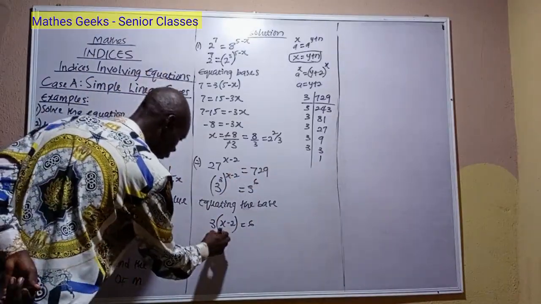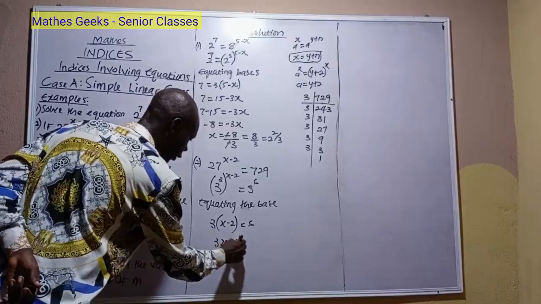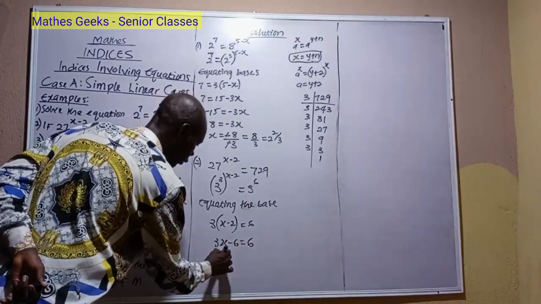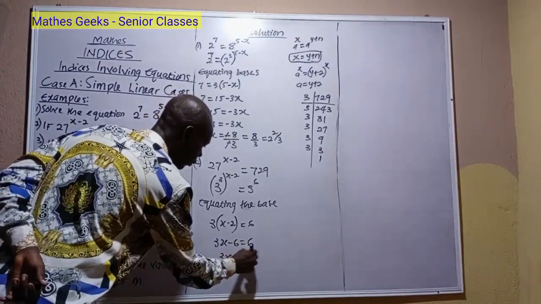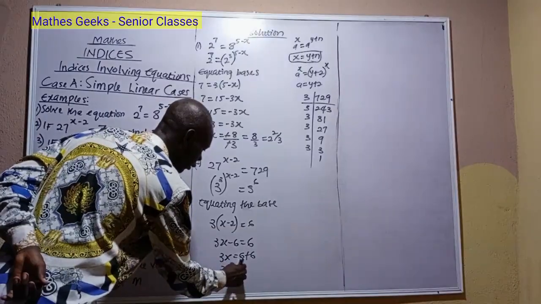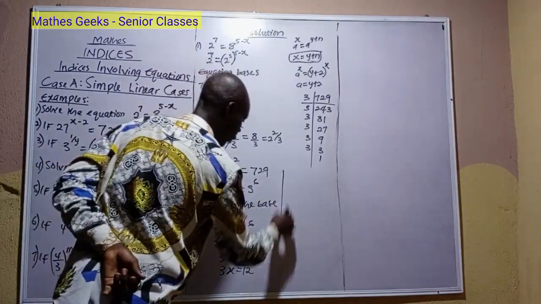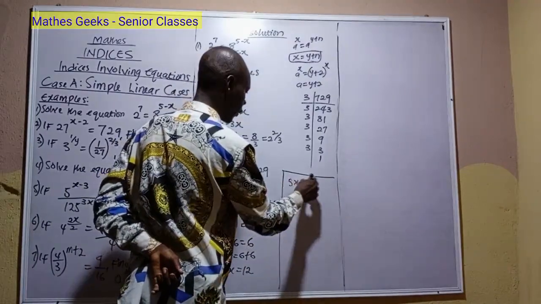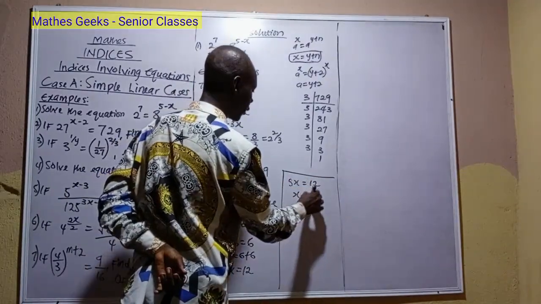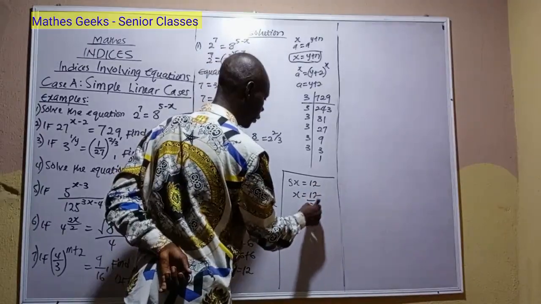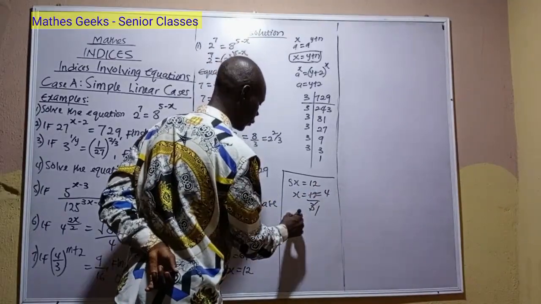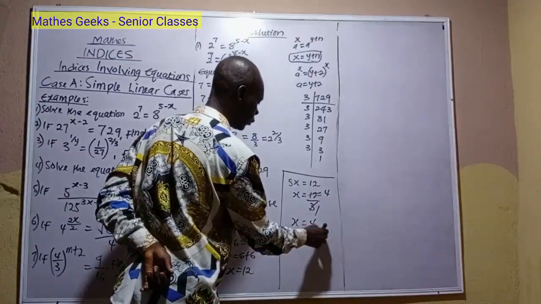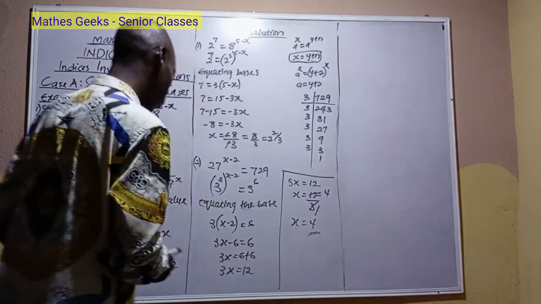So 3 times x will give us 3x minus 6, and this equals 6. 3x equal to 6 plus 6. 3x equal to 12. Now 3x is equal to 12. x equals 12 divided by 3. 3 into 12 is 4. x equal to 4. That's your answer.